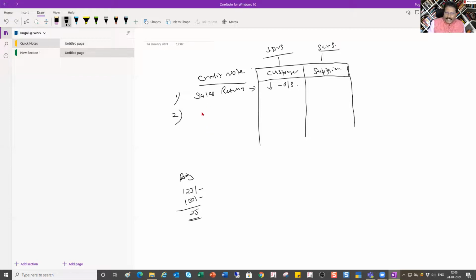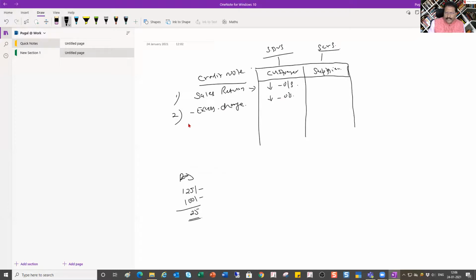You are going to pass a credit note for the excess charge. Once you do a credit note for the excess charge, the difference amount is going to reduce in the outstanding. Originally it was 125, and now by passing the credit note, the balance outstanding is going to be 100 rupees, which is what he is going to pay you.